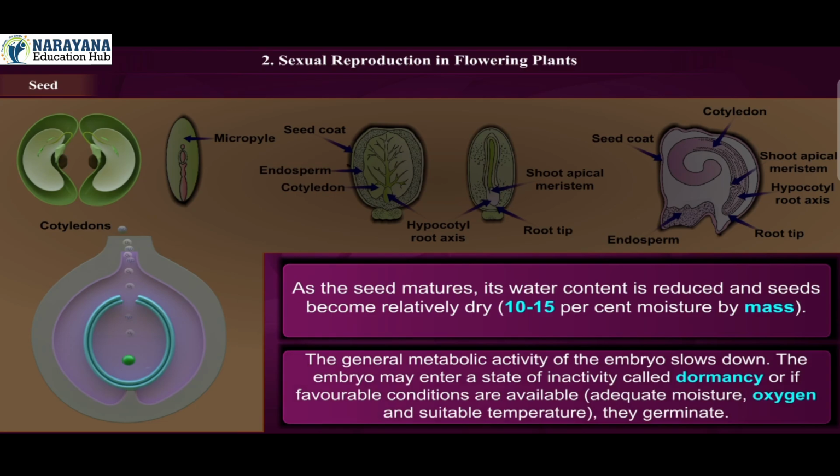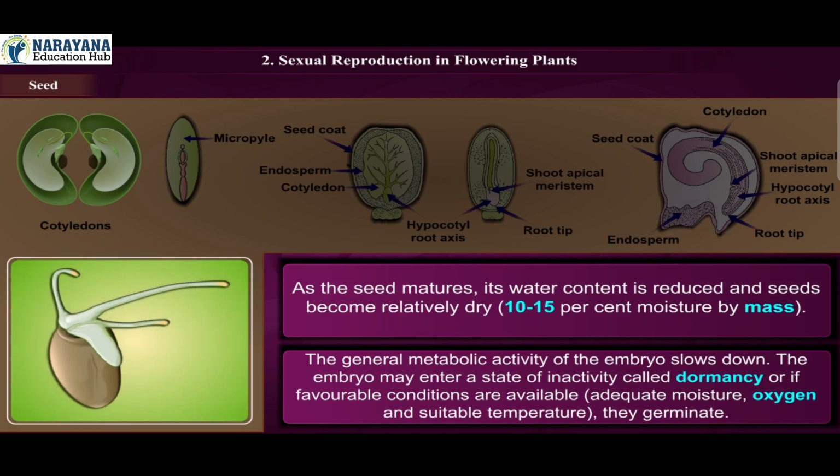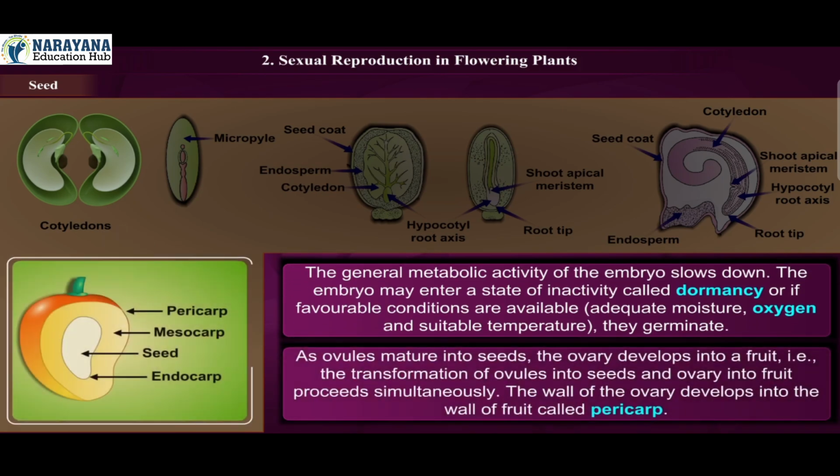The embryo may enter a state of inactivity called dormancy, or if favorable conditions are available, that is adequate moisture, oxygen and suitable temperature, they germinate. As ovules mature into seeds, the ovary develops into a fruit, that is, the transformation of ovules into seeds and ovary into fruit proceeds simultaneously.